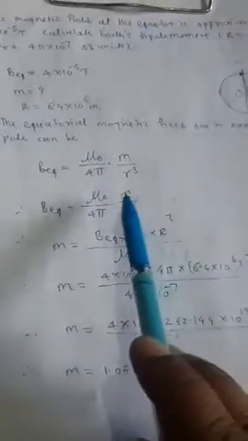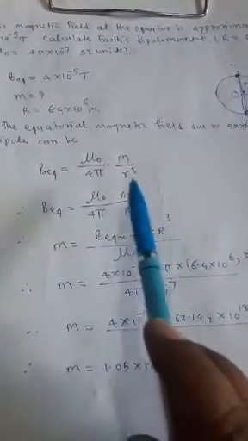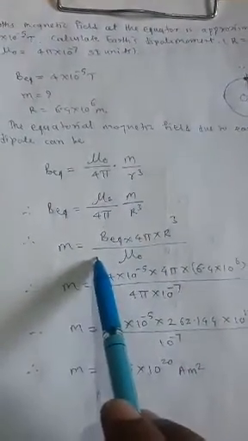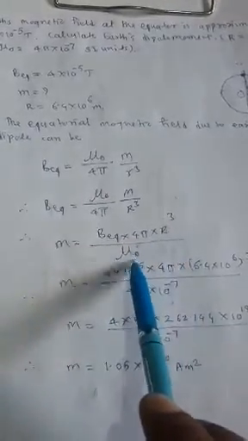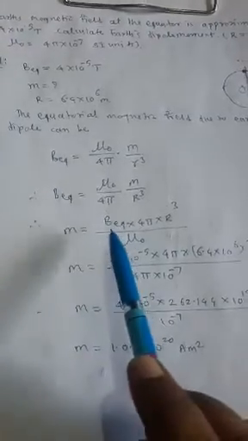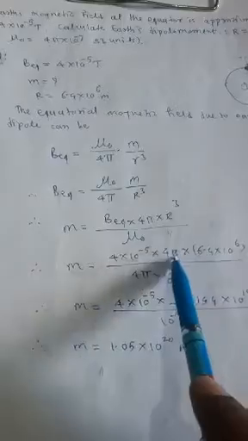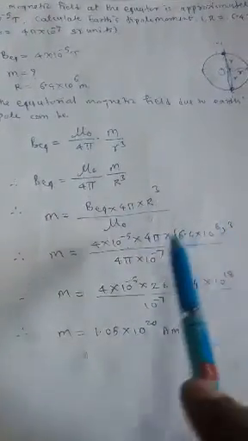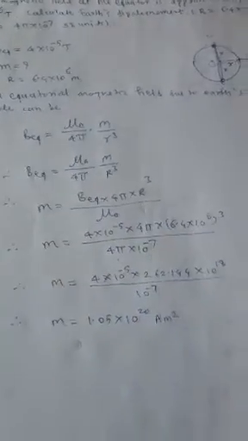But we have to determine the value of M. Now write this relation in order to calculate the value of M. Therefore M is equal to BEQ into 4 pi R cube divided by mu 0. The value of BEQ is given, 4 into 10 to the power minus 5, into 4 pi as it is. The value of R is 6.4 into 10 to the power 6, cubed as it is, divided by the value of mu 0, which is 4 pi into 10 to the power minus 7.